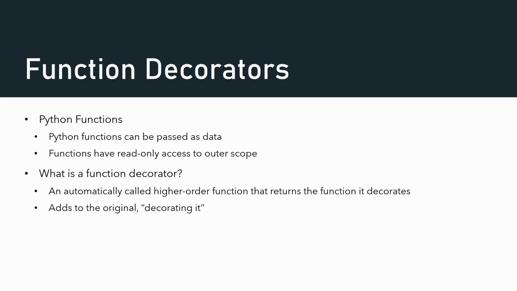An additional trait of Python that's important before we go into what function decorators are is that Python, as CodeShip highlighted, has the ability of functions to access the outer scope with read-only access. This means that when we define a function, any definitions that have been made in the same scope where the function is defined are available to the newly defined function. So why are these two traits important? So let's explain what a decorator is.